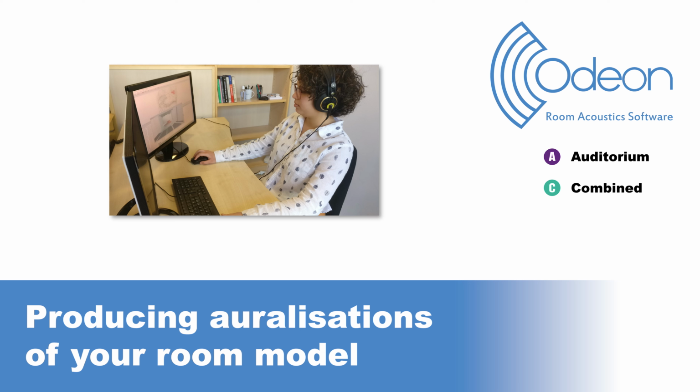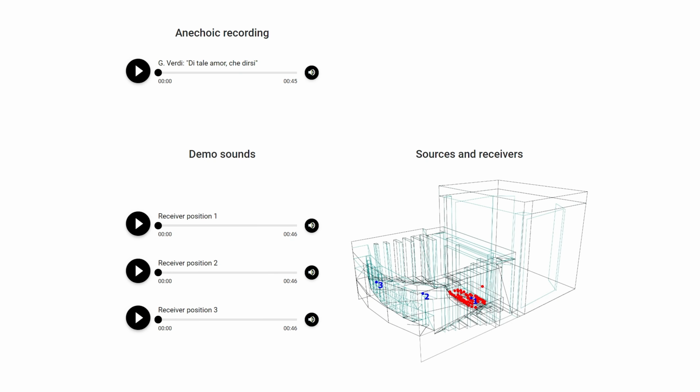In this video, we will show you how you can set up an auralization in Audion. This is a feature available in Audion Auditorium and Combined. An auralization is an audio simulation that allows you to listen to the acoustics of a virtual room. We will first play the input signal.